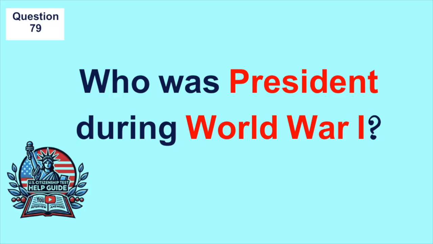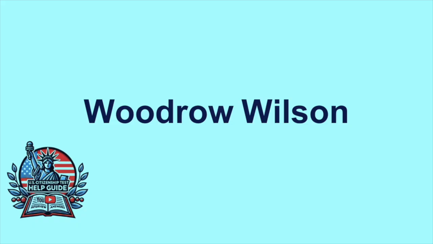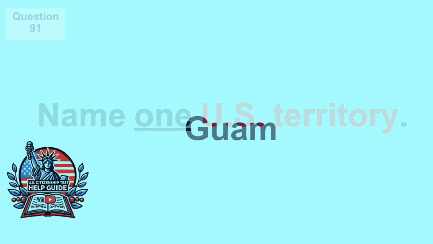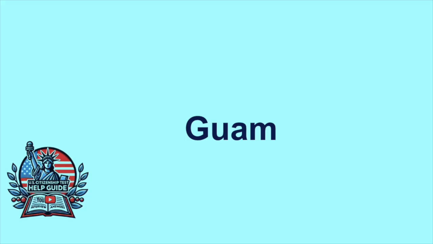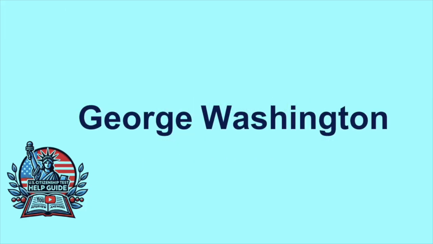Who was president during World War I? Woodrow Wilson. Name one U.S. territory. Guam. Who was the first president? George Washington.